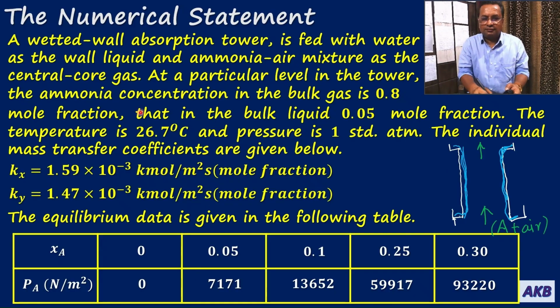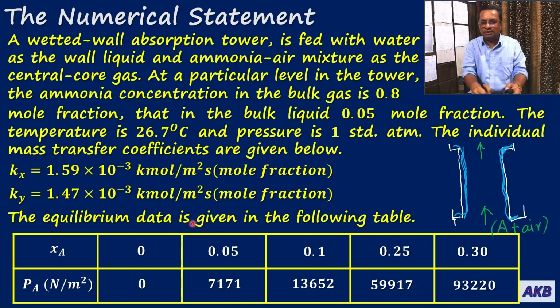For this particular problem, at a particular level in the tower, the ammonia concentration in the bulk gas phase is 0.8 mole fraction, and that in the bulk liquid phase is 0.05 mole fraction. The temperature is 26.7 degrees Celsius and pressure is 1 standard atmosphere. The individual mass transfer coefficients are given to us. Kx is 1.59 into 10 to the power minus 3 kilomole per meter square per second per mole fraction. Ky is 1.47 into 10 to the power minus 3 kilomole per meter square per second per mole fraction.